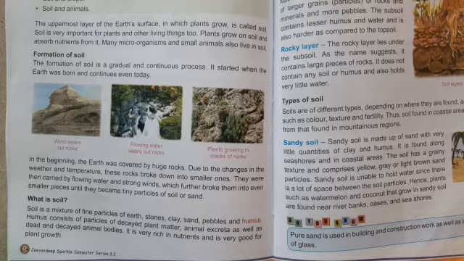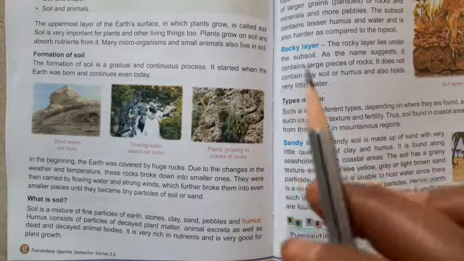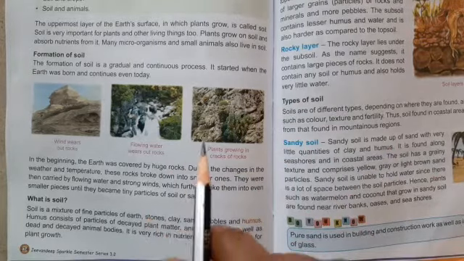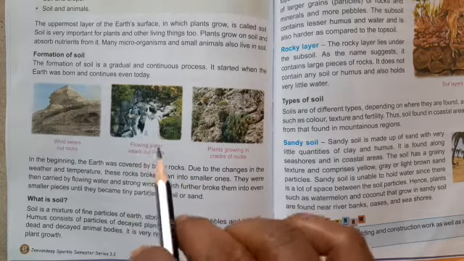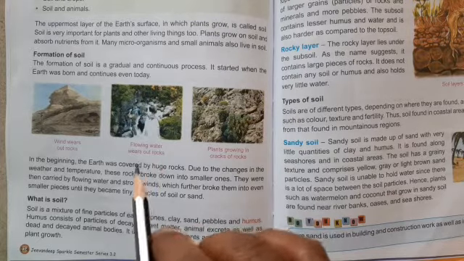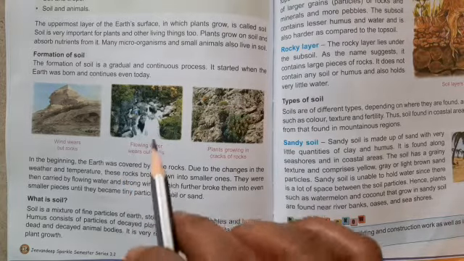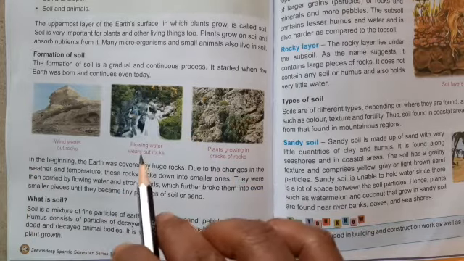Formation of soil. How is soil formed? You are thinking now? So see here. The formation of soil is a gradual and continuous process, not a one day, one month, or one year process. It started when the earth was born and continues even today.